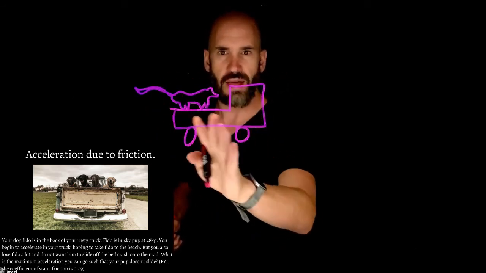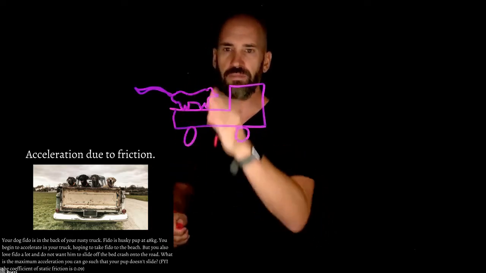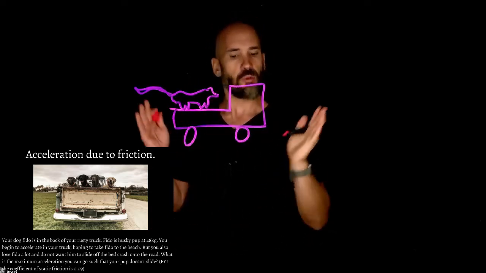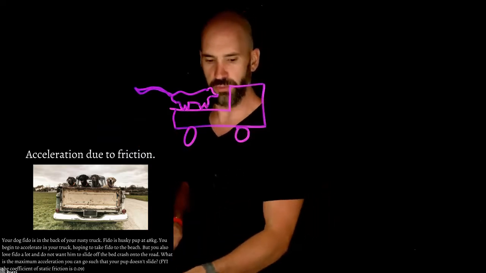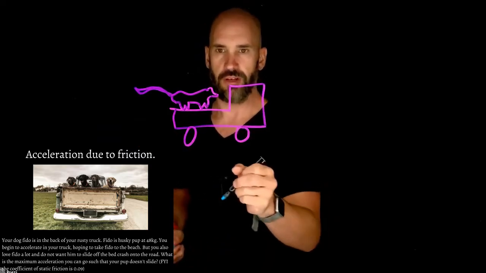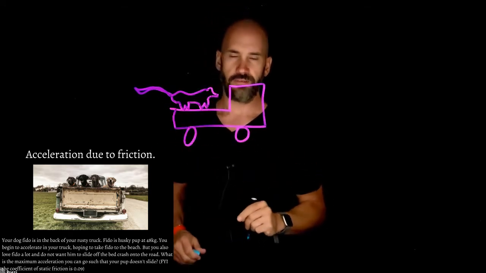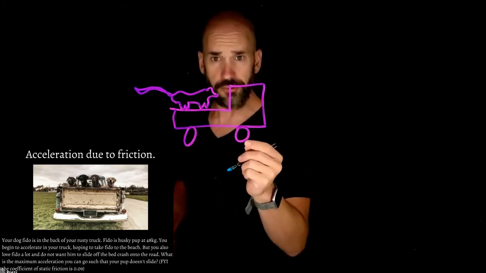Anyways, what is that maximum acceleration such that this poor guy does not slip off? Well, like all problems, we want to answer this the same way. We want to begin by exploring the free body diagram, all the forces acting on Fido over here. So what do we know?